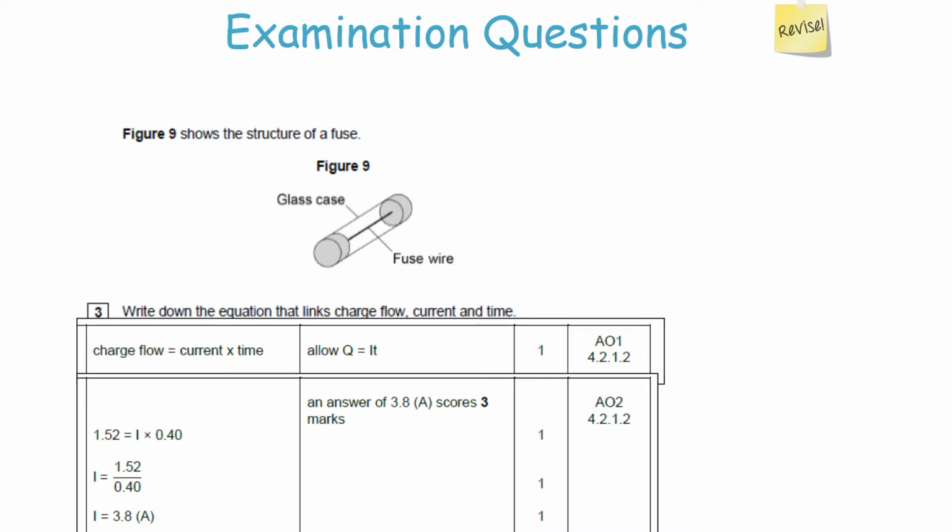Now a couple of things when you're answering these types of questions. The first thing that AQA suggests is to write out the equation without rearranging first, and then pop in the numbers, as this will allow you to get a mark for identifying that you know what value in the question is charge and what value is time. So they've said 1.52 is equal to current times 0.40, then they've worked it out, and the last thing to do is check, does your answer look sensible? Does 3.8 amps look like a sensible number? Well, it does, because that's roughly what it will be in the mains household.